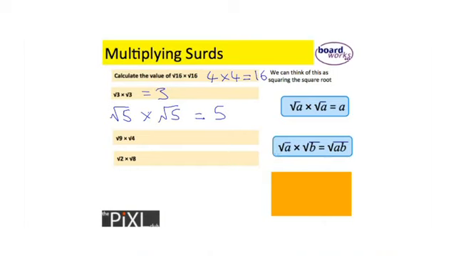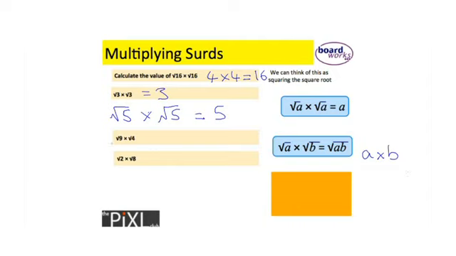Our second rule is expressed here. The square root of a number, any number, multiplied by the square root of b. It's a different number this time. And actually, if you just have the square root of a multiplied by the square root of b, it's the square root of ab. ab meaning a multiplied by b. The first number multiplied by the second number.